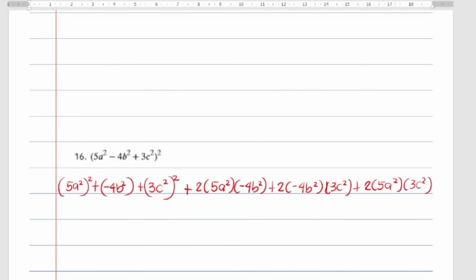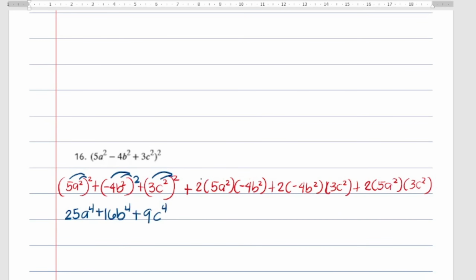Okay? So next, simplify. 5 squared, that is 25. A squared squared is a raised to 4. Oh, there's no square here, okay? Negative 4 squared is positive 16. B squared squared is b raised to 4. Plus, 3 squared is 9. Then c squared squared is c raised to 4.